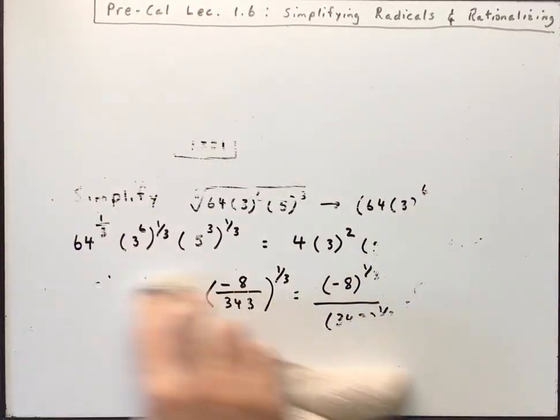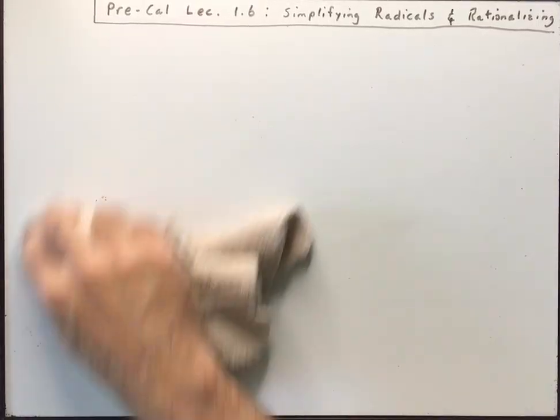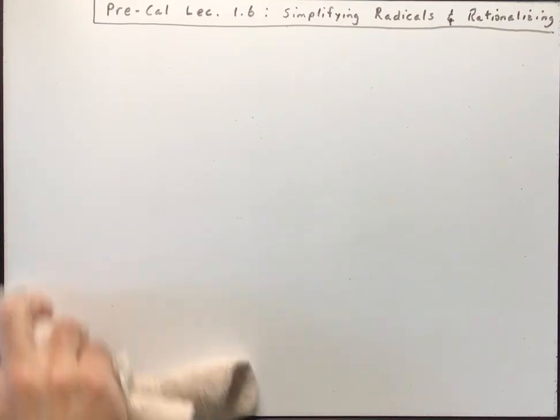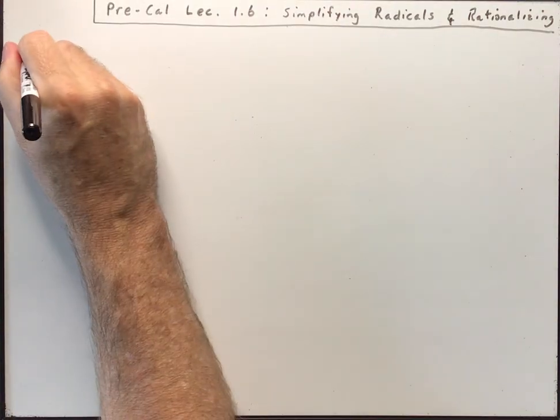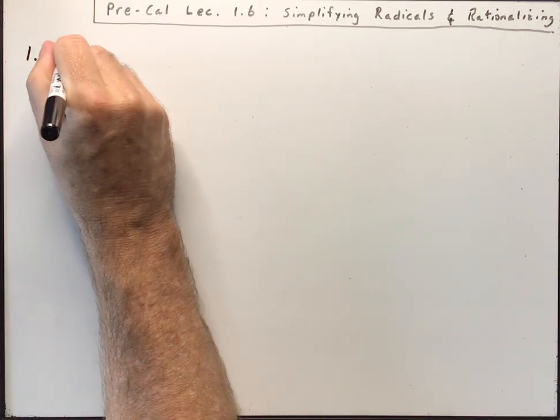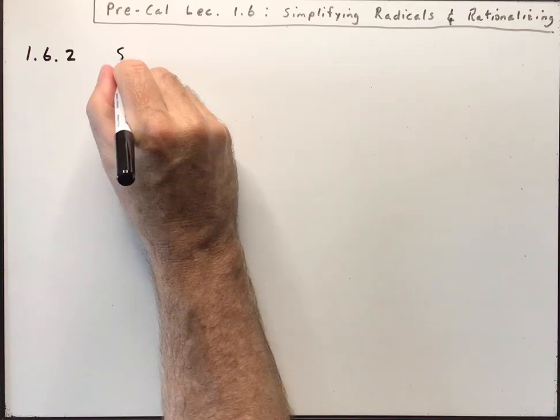All right, pause the video if you need to while I am erasing, or fast forward if you're all caught up. And we'll go to section 1.6.2. And we're going to call this simplifying radical expressions.